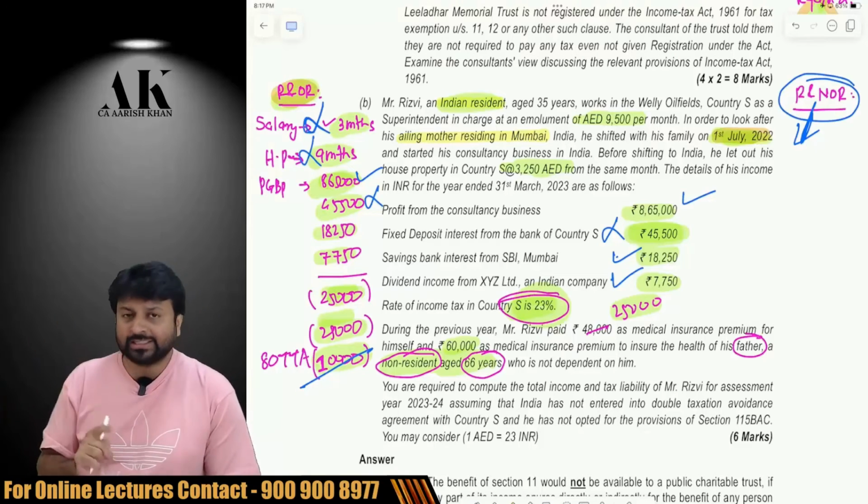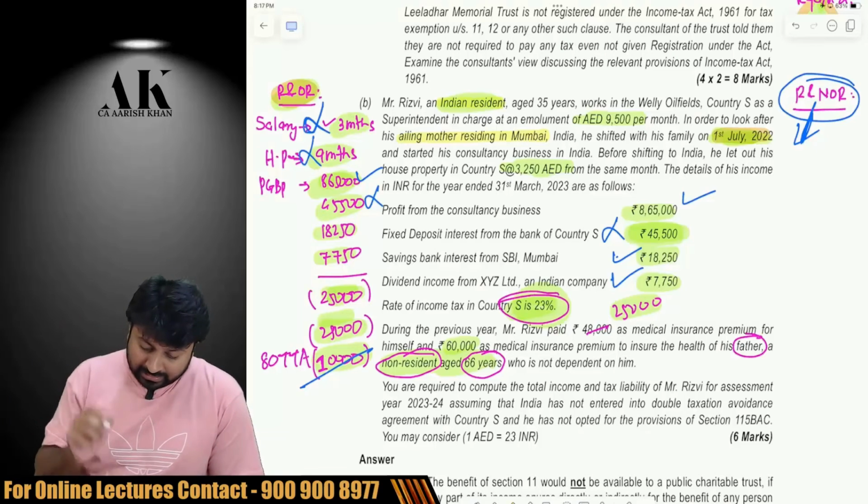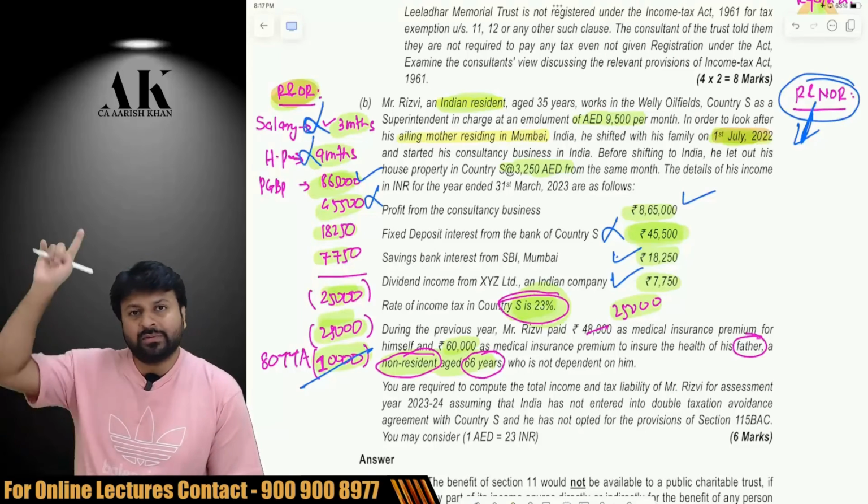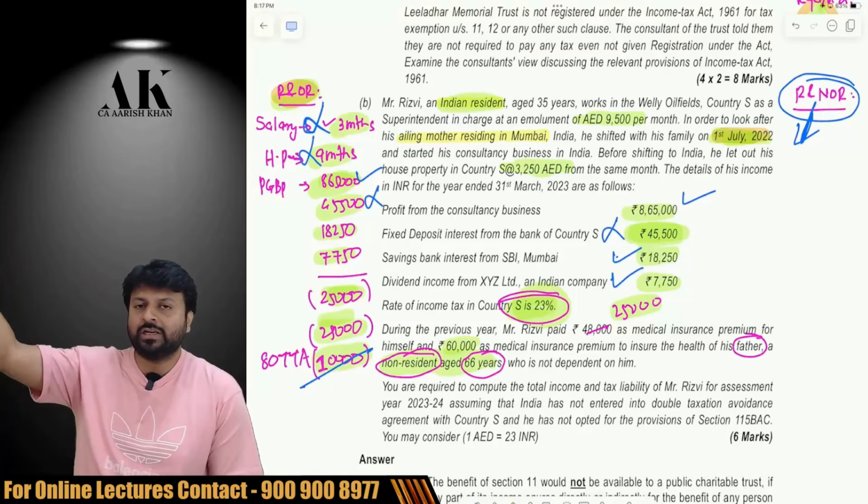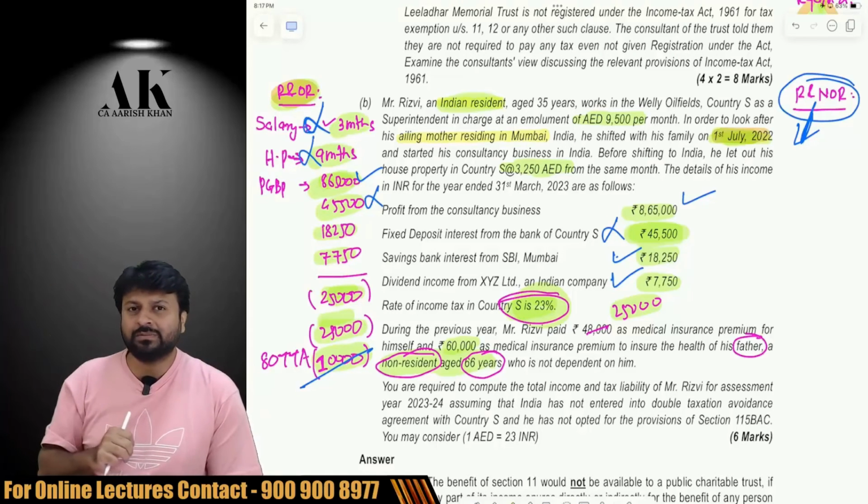If a resident and ordinary resident, then world income will be taxable. First of all, his salary income of the first 3 months. In the first 3 months, April, May, June, he was staying outside India. From 1st July, he came to India because of his mother who was not well. He planned to shift to India.